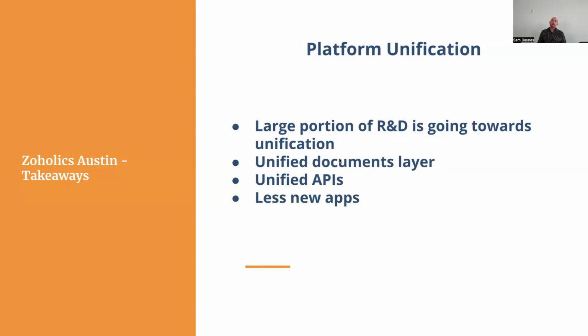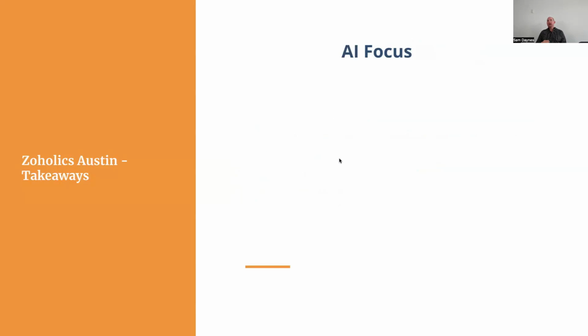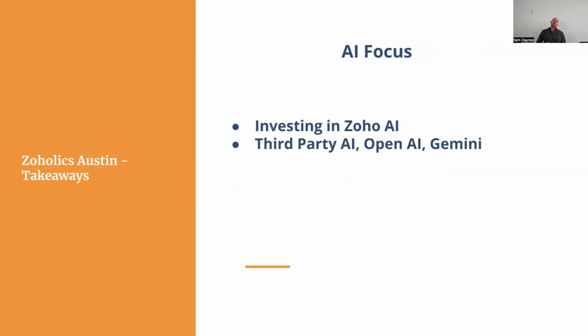So platform unification, a big focus. AI, another big focus. Zoho, of course, like any tech company, is a big proponent of AI. They're going to be investing heavily in their own AI across Zia. It already exists across many areas, and you're going to see an expansion of that. They're also investing in third-party AI, so they're going to be connecting to things like OpenAI and Gemini. Some of this already exists now.